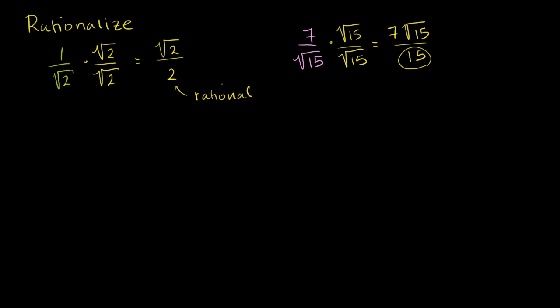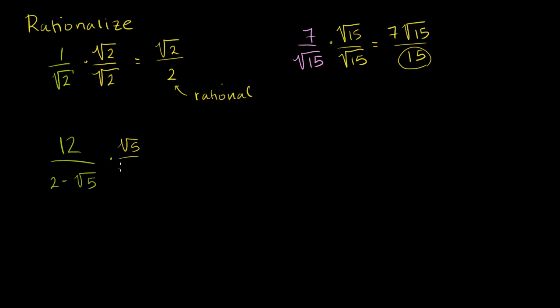Now, let's take it up one more level. What happens if we have something like 12 over 2 minus the square root of 5? In this situation, we actually have a binomial in the denominator, and this binomial contains an irrational number. I can't do the trick here. If I multiply this by square root of 5 over square root of 5, I'm still going to have an irrational denominator. Let me just show you it won't work.